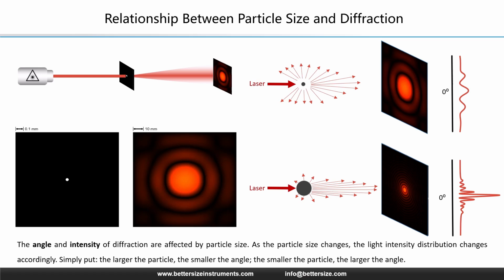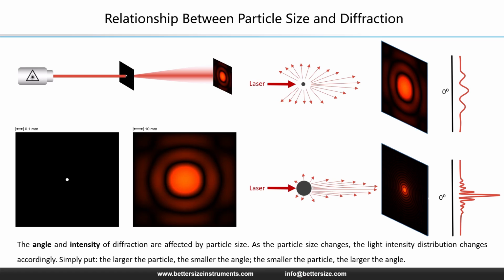Look at the top. A small particle scatters light at wide angles. The energy is spread out, creating large, faint rings. Look at the bottom. A large particle scatters light at the narrow angles. The energy is concentrated, creating small, intense rings. This is the golden rule of laser diffraction. Small particles, large angles. Large particles, small angles.